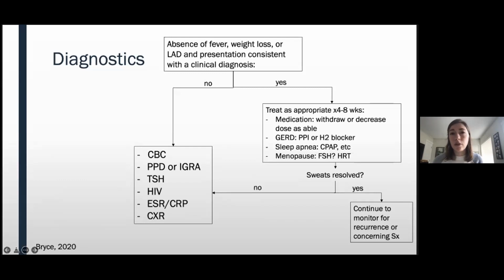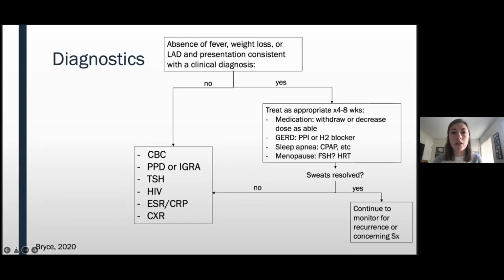The initial tests would include a CBC, getting some kind of TB test, whether that's a PPD or a QuantiFERON-Gold blood test, checking a TSH, checking an HIV and an ESR and CRP, and then also getting a chest x-ray. The reasoning behind these tests is that they're fairly cost effective, and they'll screen for some of the more common and red flag can't-miss diagnoses.